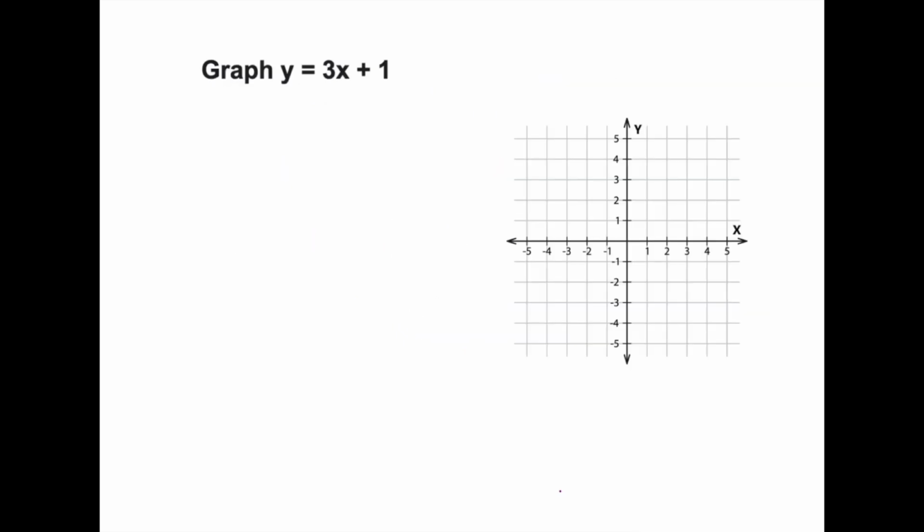This first problem says to graph y equals 3x plus 1. The first thing I like to do is state the slope and the y-intercept. To help us, we need to make sure we're in slope-intercept form. That's y equals mx plus b, where m is your slope. Since we are in the right format, we know that y equals mx plus b. In front of the x is 3, so our slope is 3.